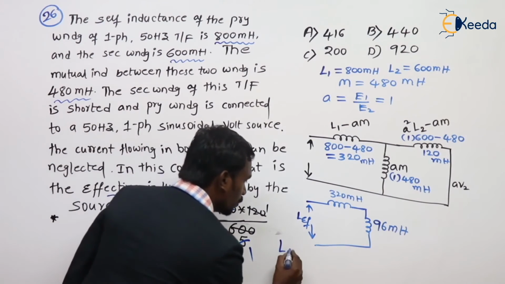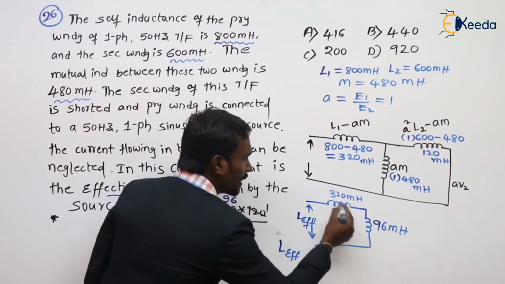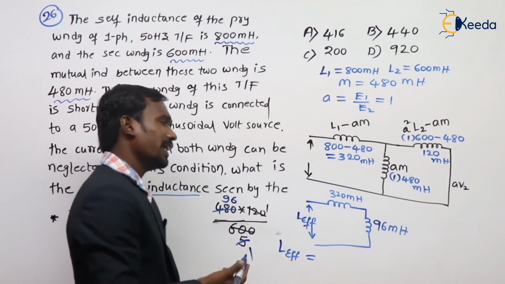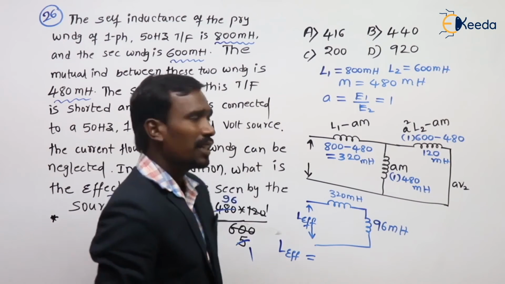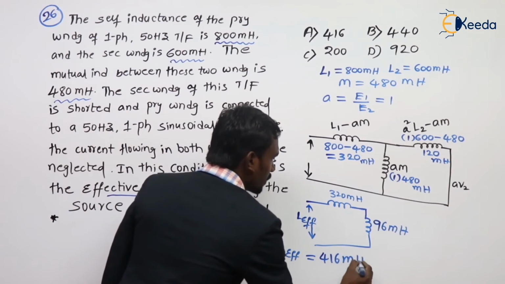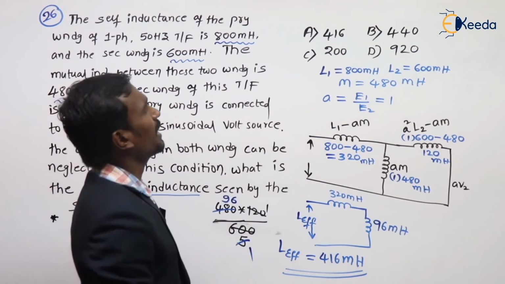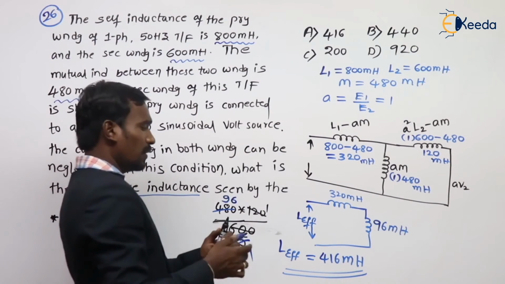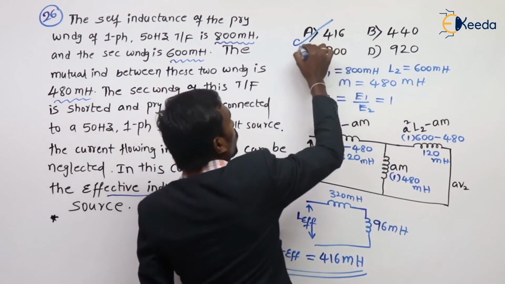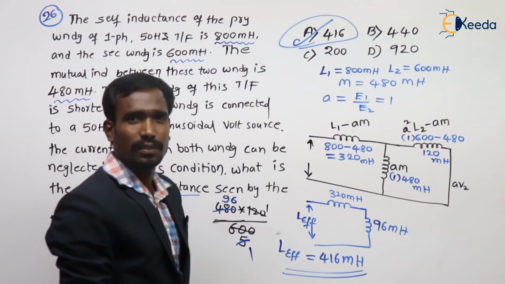The effective inductance is equal to, these two are in series, 320 plus 96. 320 plus 96 is 416 millihenries. Is there any answer? Yeah, exactly. We have an answer of 416. Option A only. 416 millihenries is our answer.